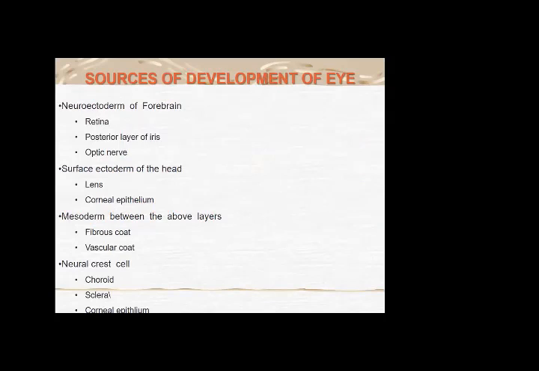Last time we did the sources of development of the eye. I'll just quickly run through them. No explanations needed for the time being. We'll do them one by one. The sources include the neuroectoderm of the forebrain, from which we have the retina, the posterior layer of iris, and the optic nerve. From the surface ectoderm of the head develops the lens and the corneal epithelium.